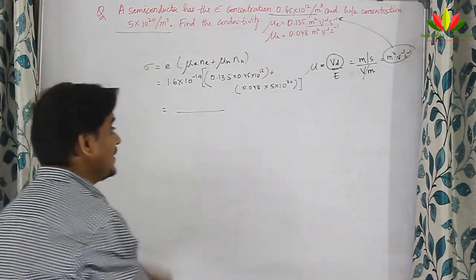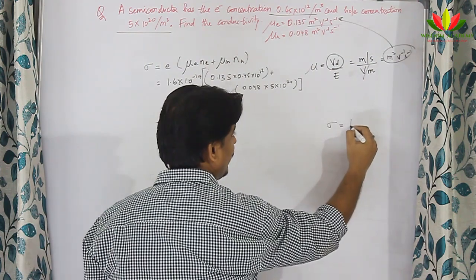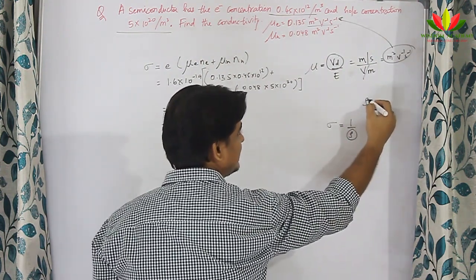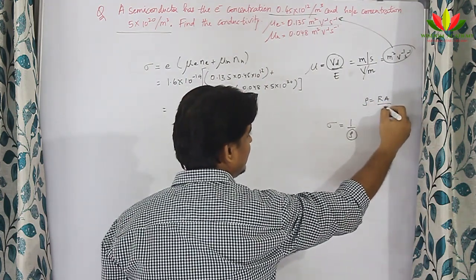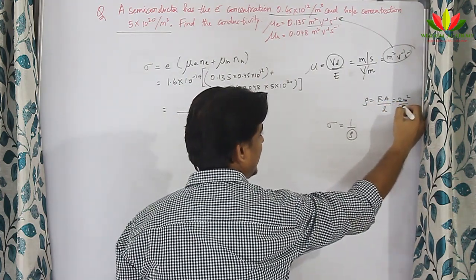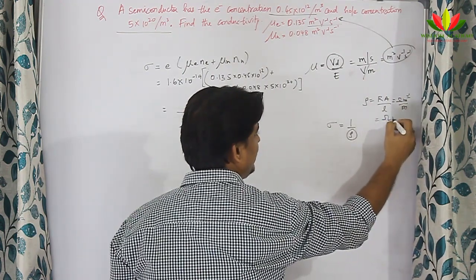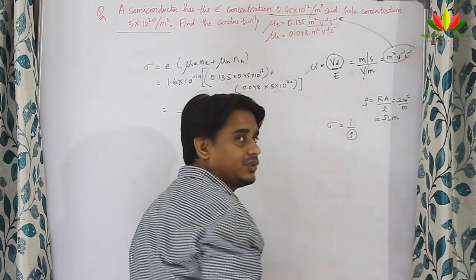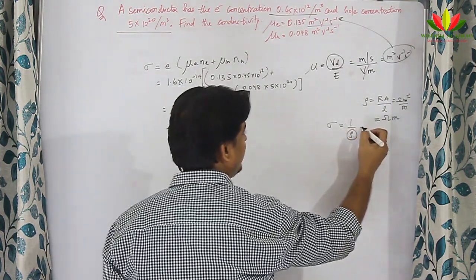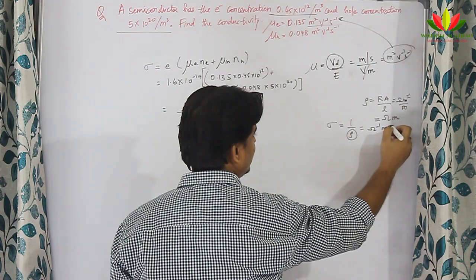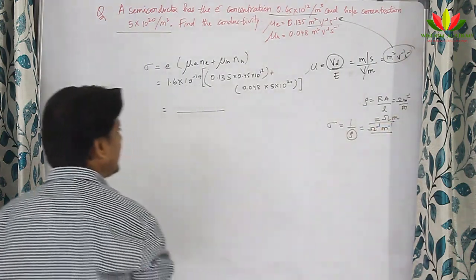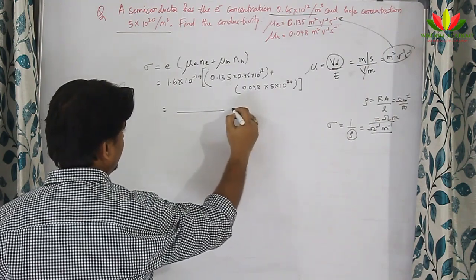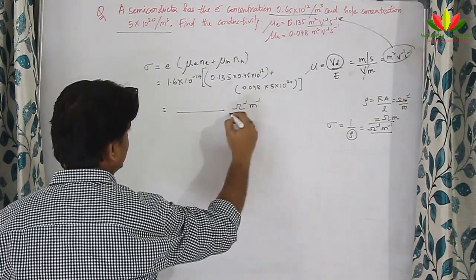What is the SI unit of conductivity? We know that conductivity is 1 by resistivity. What is the SI unit of resistivity? Resistivity is R into A by L, that is ohm meter square by meter, that is ohm meter. So conductivity will be ohm minus 1 meter minus 1, that is ohm inverse meter inverse, also called Siemens per meter.